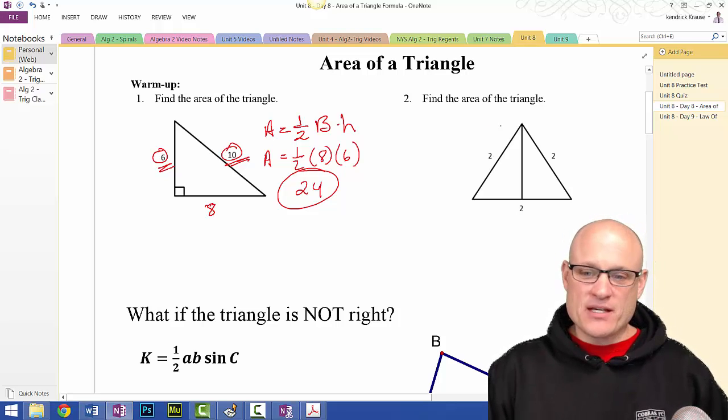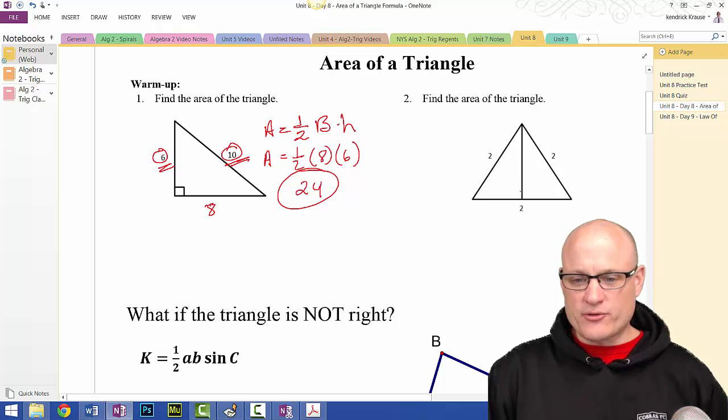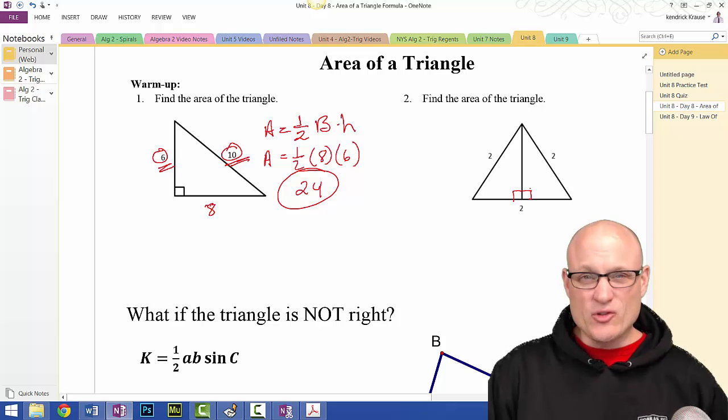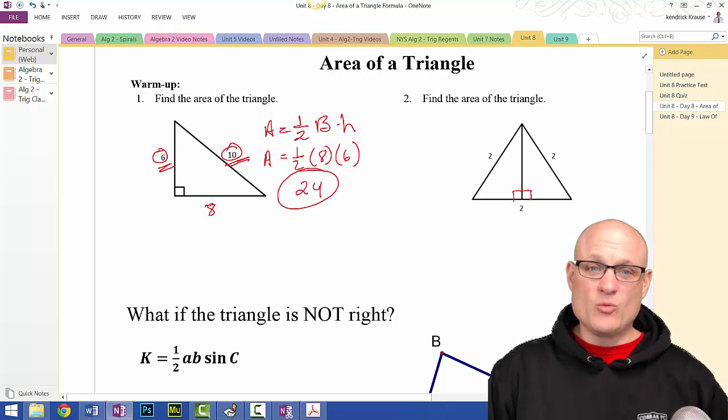Math's easy. Then I gave you this equilateral triangle here. And I probably should have shown you that I drew in an altitude. Because if I don't put those right angles in, you can't really assume they are.